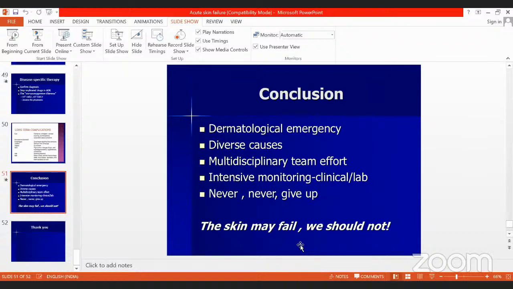So to conclude, acute skin failure is a dermatological emergency with diverse causes. Multidisciplinary team effort is required. Intensive monitoring is important. And never give up in these patients. The skin may fail, but we should not.